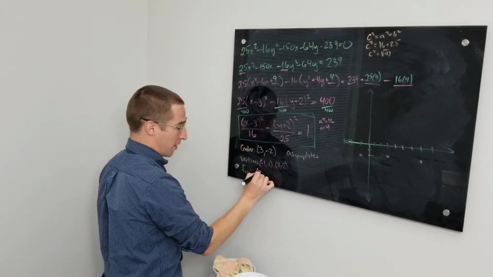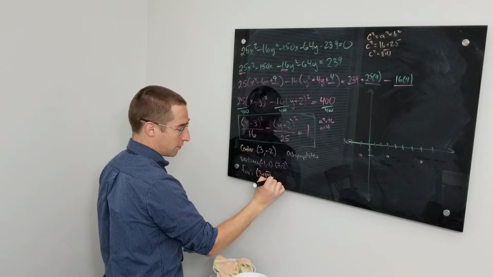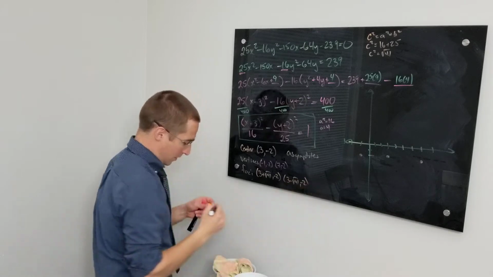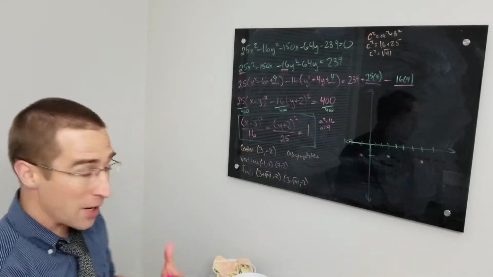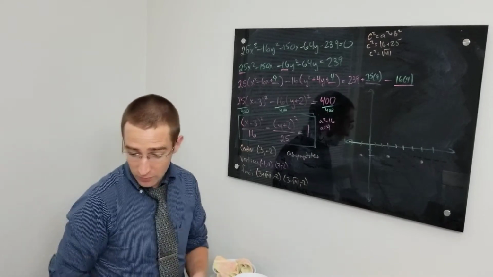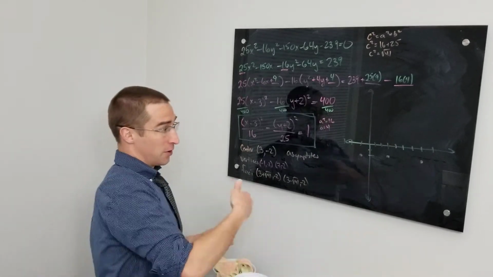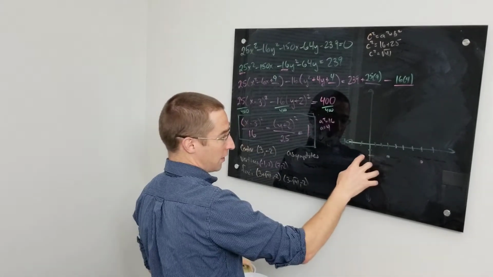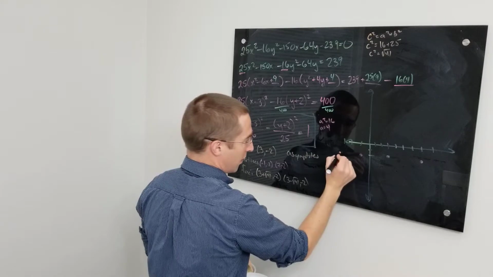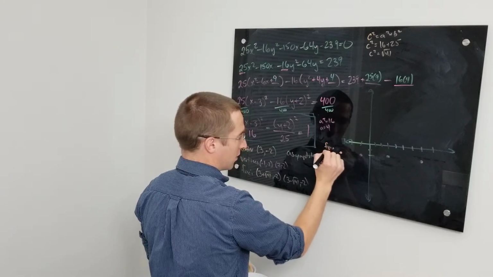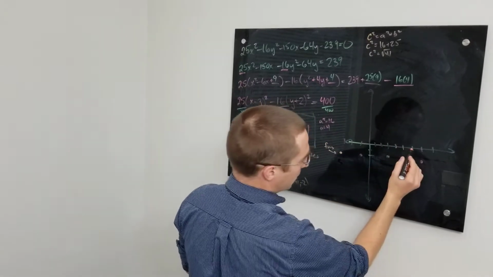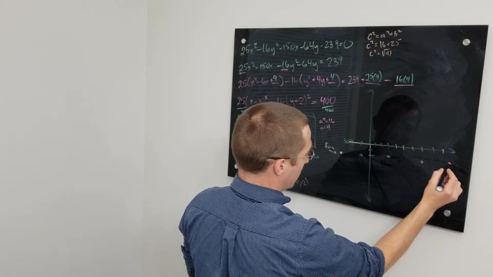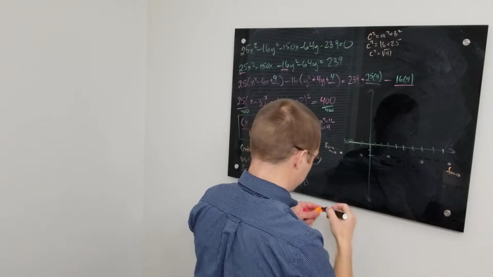So the foci are going to be at (3 plus root 41, negative 2) and (3 minus root 41, negative 2). The square root of 41 is about 6.4, so we're going to go about 6.4 on our graph away from the center. So we go 1, 2, 3, 4, 5, 6. Right about there, that's a focus. And 1, 2, 3, 4, 5, 6. Right about there, that's another focus.